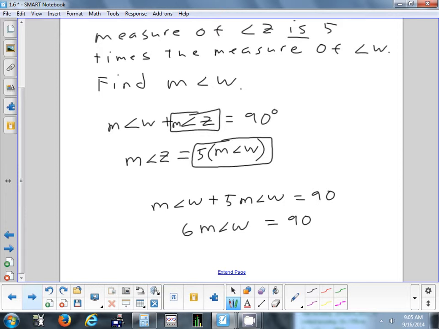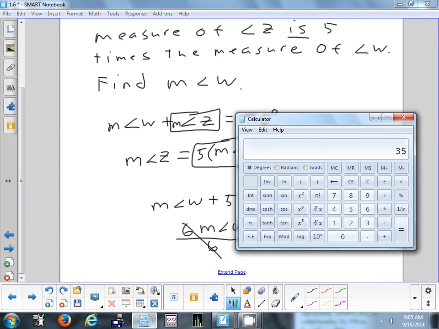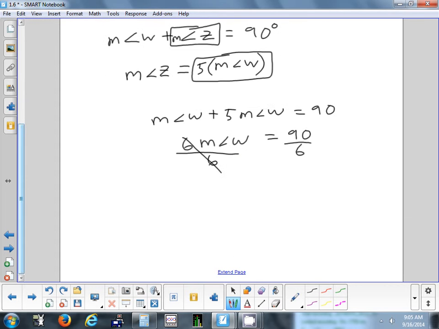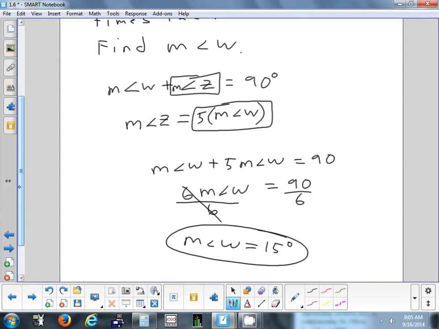And how do we get rid of the 6 and get the measure of angle W by itself? Divide both sides by 6. Okay, so we do 90 divided by 6, and we get 15. And now that we know W, we could find Z very easily. It's a complement, so it'd be 75. Okay. Any questions on that one?